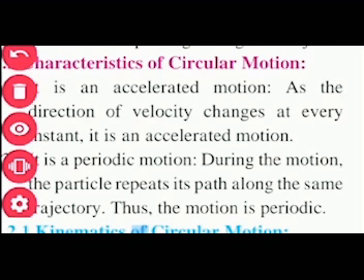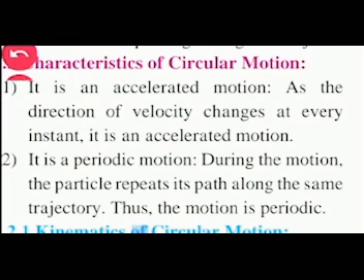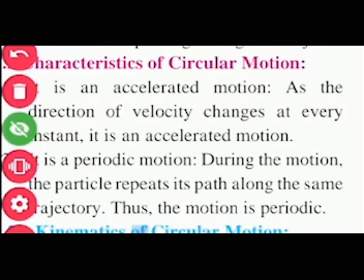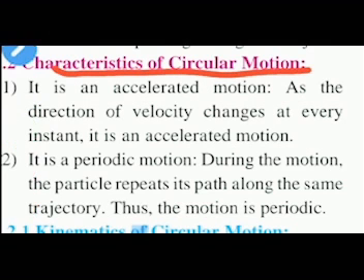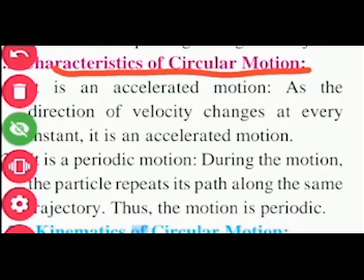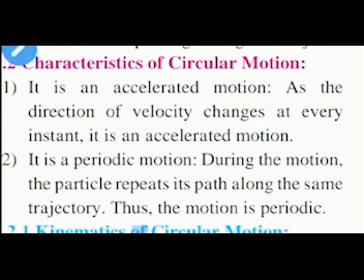So, come back to the first part of this chapter, the characteristics of the circular motion. Now, the first characteristic of the circular motion is that it is an accelerated motion. If the question is asked as give the characteristics of the circular motion, then the answer will be only one sentence, shown by this underline: it is an accelerated motion.